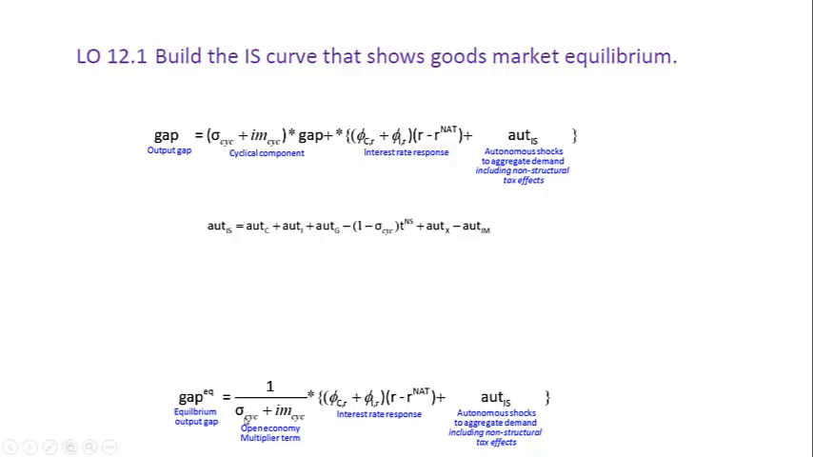You'll notice here that we have a multiplier term. This is the same as in Chapter 10. And you'll notice that we're multiplying both by our interest rate response and by our autonomous shock to aggregate demand, inclusive of tax effects. So these are our new elements.